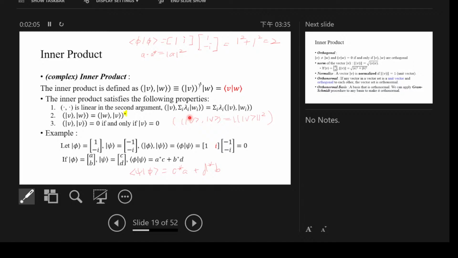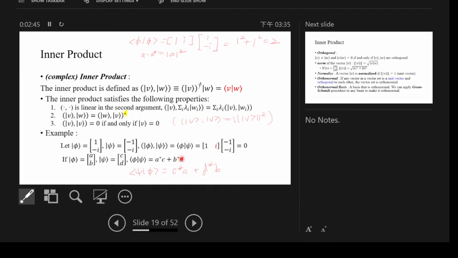So all the coefficients are complex. If you want the inner product with coefficients A, B, C, D, then the inner product is not AC plus BD, but it's A star C plus B star D, where the stars are the complex conjugate. This results in the inner product not being symmetric in its two arguments anymore. So V inner product with W is actually the complex conjugate of W inner product with V.